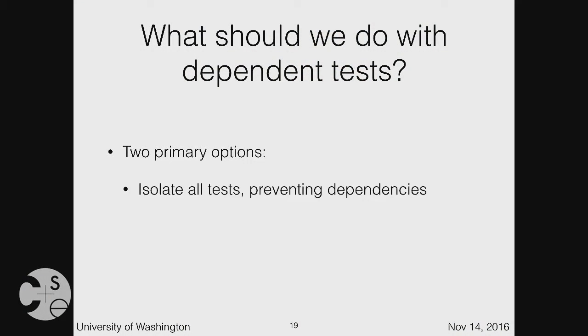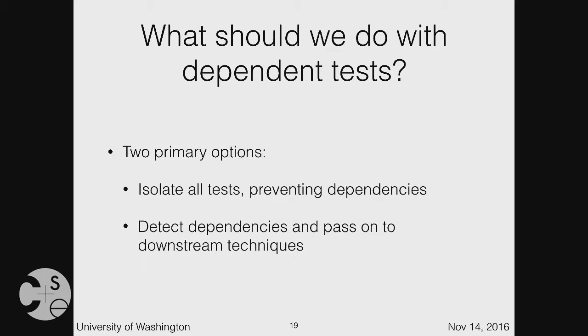There are basically two high-level approaches. The first is to say, let's isolate these tests. Let's prevent any dependencies from ever occurring, and then we can run them however we want because there will be no dependencies that can occur. And the other might be to say, let's really precisely detect what all of those dependencies are so that we can do some test acceleration keeping in mind what those dependencies are.